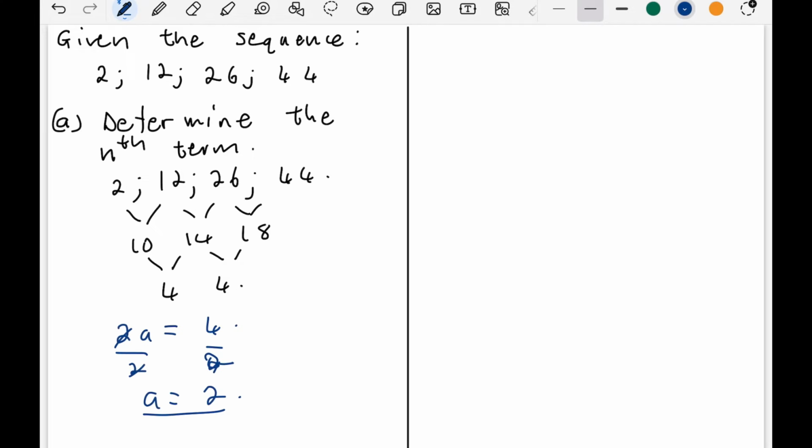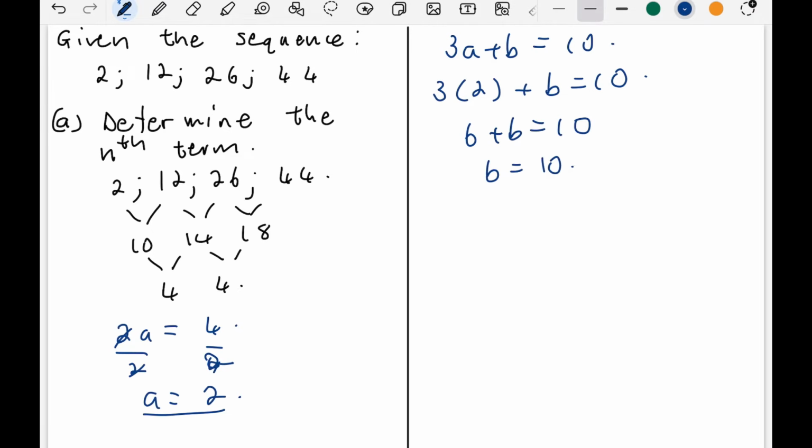The second magic formula says 3a plus b is always equal to the first difference, which in our case is 10. Since we already know that a is 2, we can go ahead and plug 2 in there. 3 times 2 plus b is equal to 10. So 6 plus b is equal to 10, meaning b is 10 minus 6, which is 4.